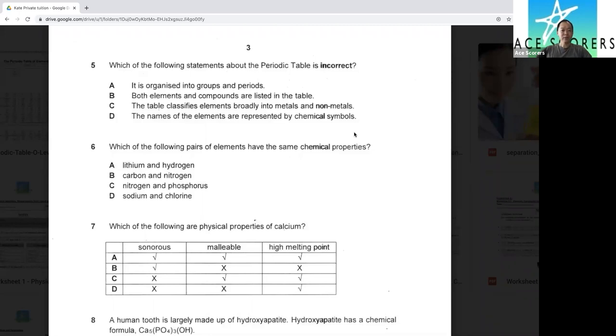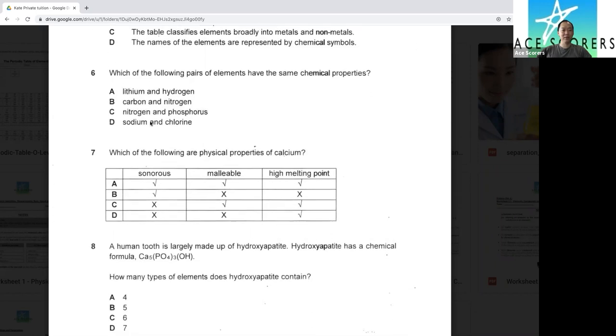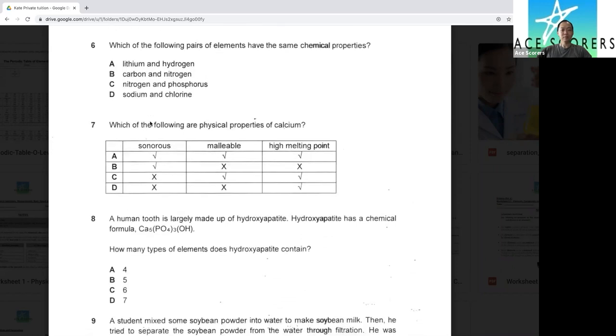All right, B. Both elements and compounds are listed. Correct. Because only elements, okay, there are no compounds there. Very good, Nisa. Question six.